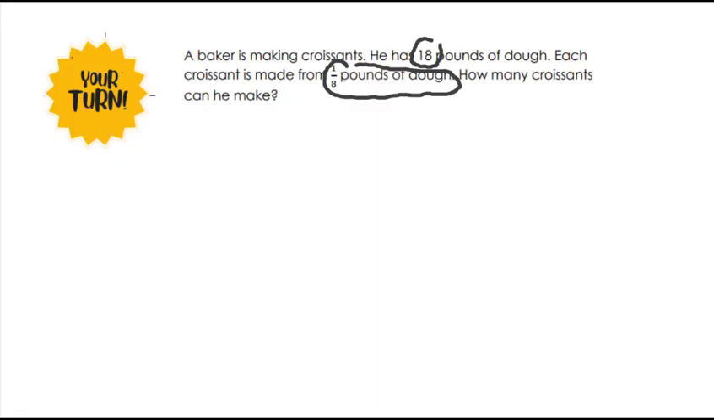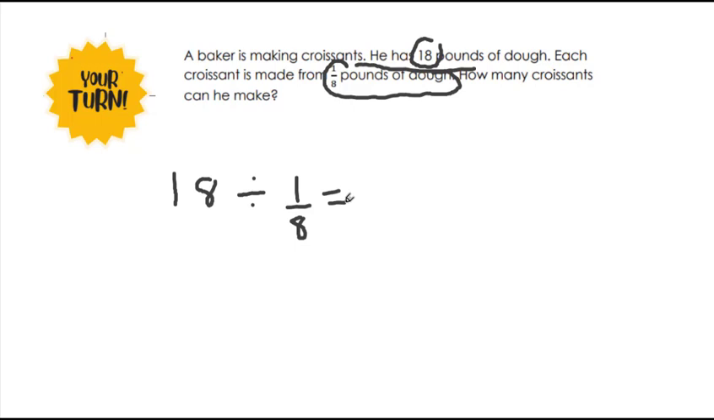So think about it as a story. That's why sometimes you hear it called a story problem or a word problem. They both mean the same thing, but think of it as a story. Imagine the baker grabbing that 18 pounds of dough, and the baker's going to break it all up to make croissants. Each 1/8 of a pound makes a croissant. So if I have 18 pounds, I have to cut it up into 1/8 pieces of dough or pounds of dough. And that's how I know how many croissants that the baker will be able to make.